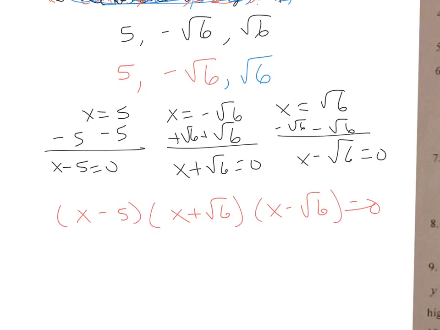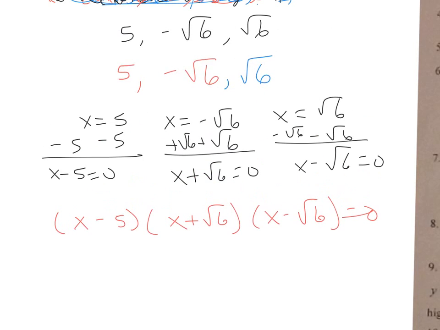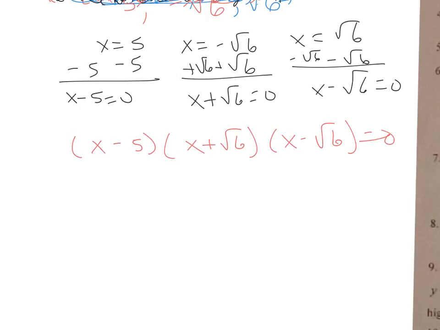All right, so notice these two here. They are conjugates. Notice that the sign in the middle is different. So I'm actually going to multiply those first. Okay, because when we multiply conjugates, you always get something special. So I want to start with that.